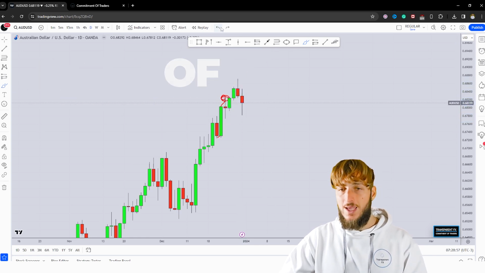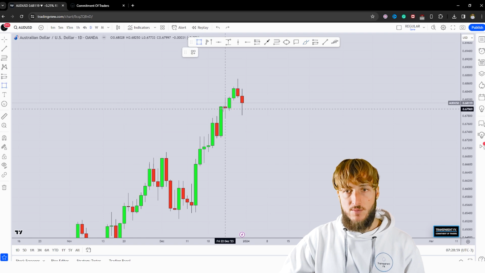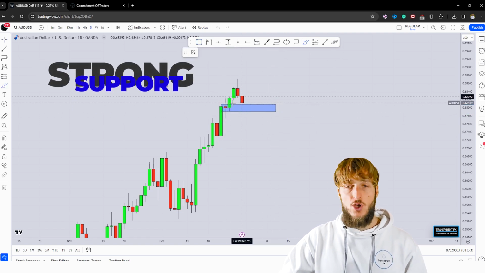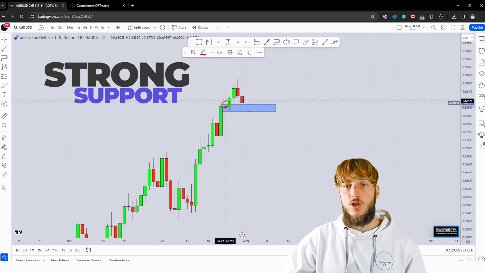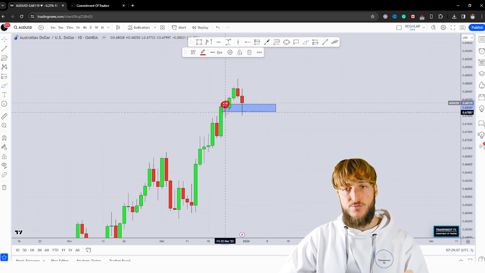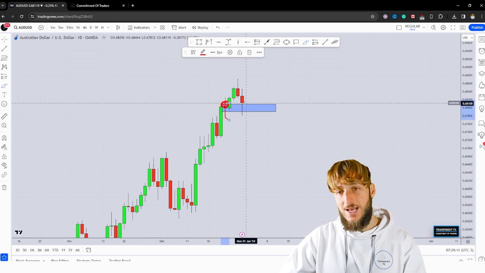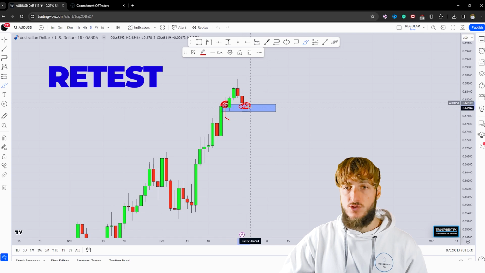Now, what we know is that previous resistance in the market, once it gets broken to the upside, becomes support. So what we actually have here is a level of previous daily resistance from which this move to the downside was created, which the market broke to the upside and is currently retesting as support.